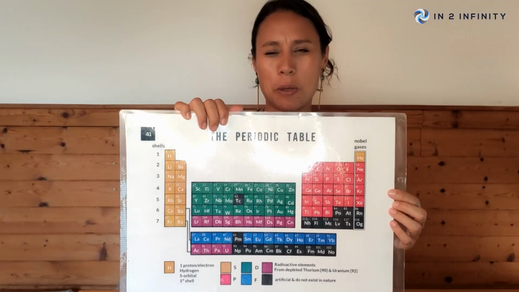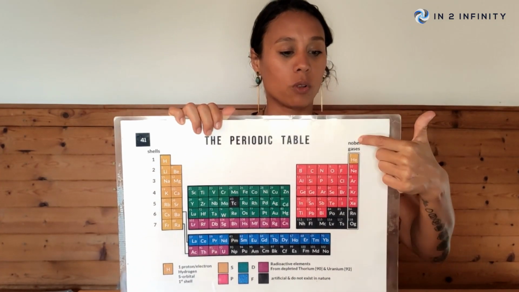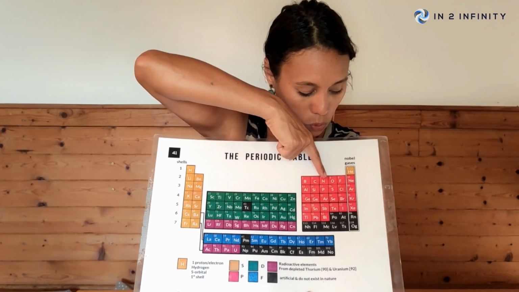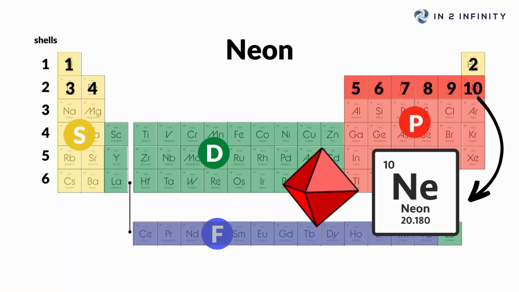This, everyone, is the periodic table. This column over here is called the noble gases. For every p orbital, we have a certain number of electrons. If we start here, that would be 1, 2, 3, 4, 5, and 6. Then this would be element number 10, neon, and it has an octahedral form.